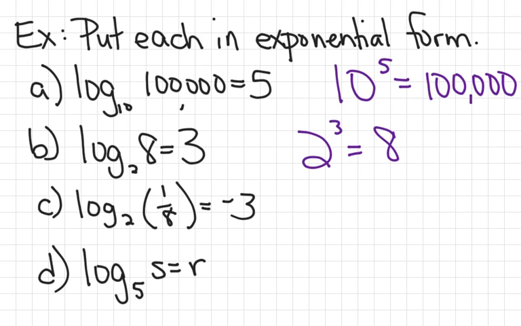C, the log base 2 of 1/8 is equal to negative 3. The base is 2, the exponent is negative 3, and that must be equal to 1/8. Well, remember when you have a negative exponent, it says flip the fraction, so 2 to the negative 3rd is the same as 1 over 2 to the 3rd, which is 1 over 8. D, log base 5 of s equals r. Well, the base is 5, the exponent is r, and that will equal s.